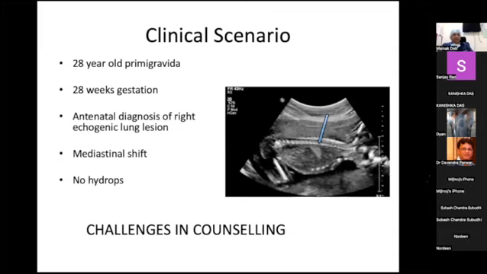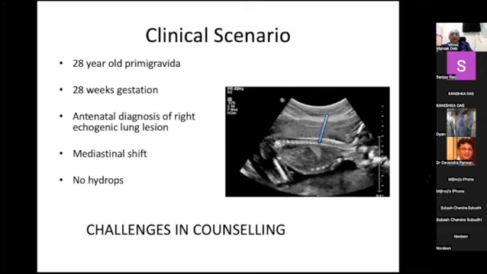So let's come to a quick clinical scenario. The commonest clinical scenario that confronts us in the OPD or in the office when we are dealing with congenitally or antenatally diagnosed lung lesions is, for example, a 28-year-old primary gravida, and that's exactly what happened to us last week. A 28-year-old primary gravida at 28 weeks of gestation came to us with an antenatal diagnosis of a right echogenic lung lesion. There was no mediastinal shift. The lesion had a CVR of 1.2. There was no hydrops.